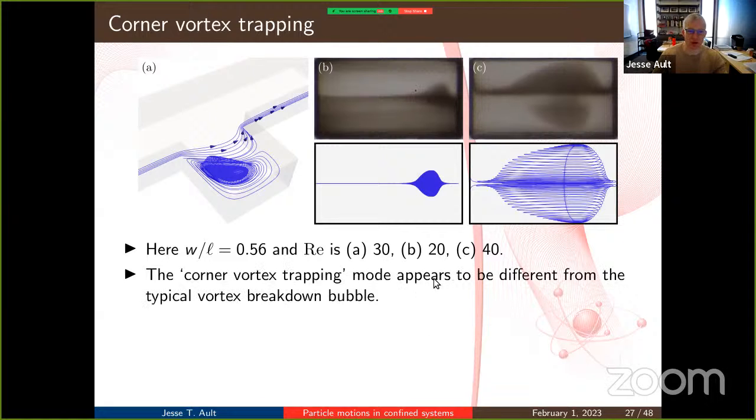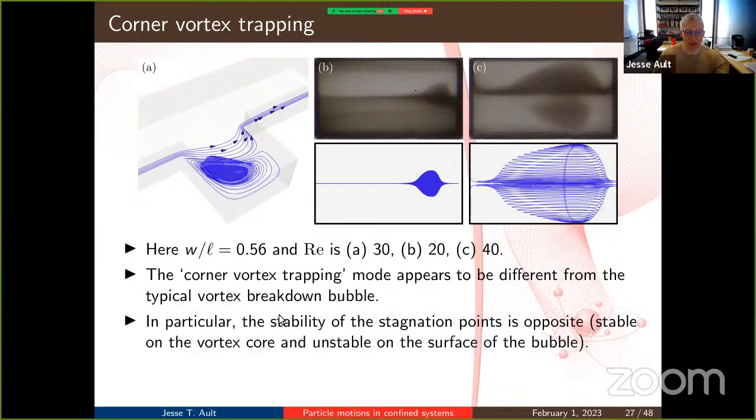And so here, this mode appears to be different from the typical vortex breakdown bubble. In particular, like I said, the stability is opposite. So it's stable on the vortex core, the outer stagnation points. So here and here, these stagnation points are stable on the vortex core, which means flow is towards them on the vortex core, both outside and inside. And it's unstable in the shell of the vortex. So that's opposite to what is typically seen in vortex breakdown. So we're a little bit confused by that.